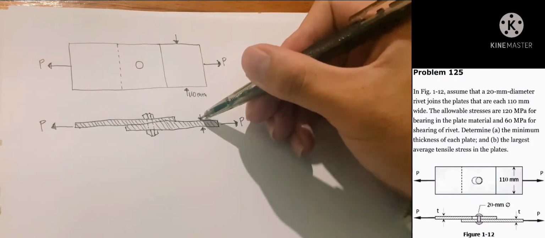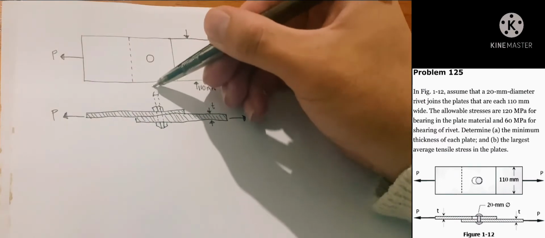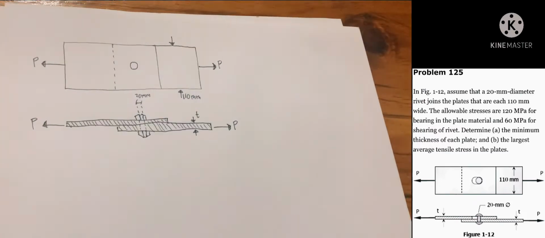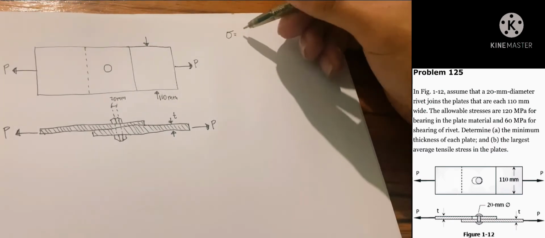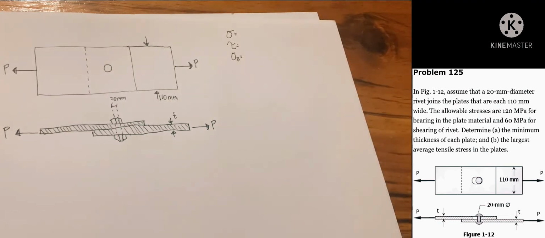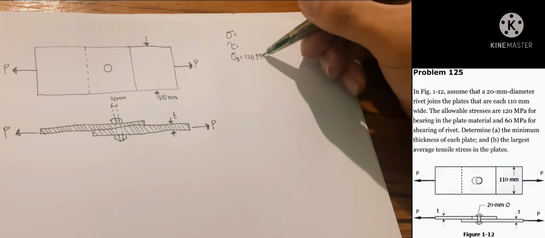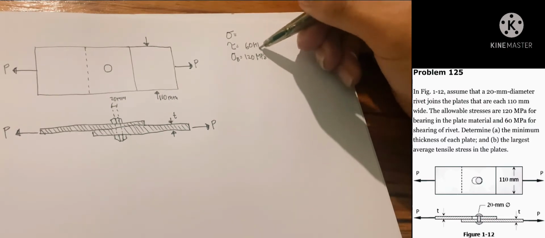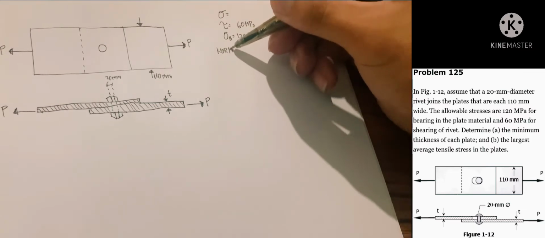Welcome to our first problem for our bearing stresses. In figure 1-1, assume that a 20 mm diameter rivet joins the plates that are each 110 mm wide. The allowable stresses are 120 megapascals for bearing in the plate material and 60 megapascals for shearing of the rivet. Determine A, the minimum thickness of each plate, and B, the largest average tensile stress in the plates.